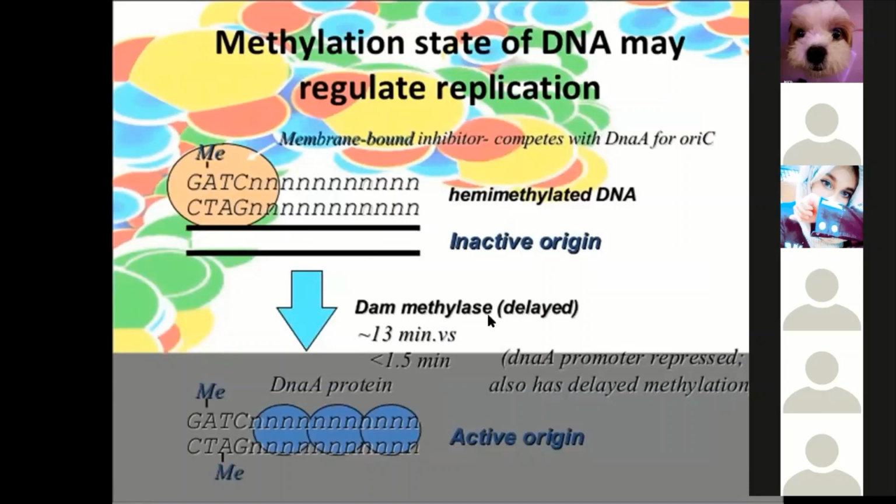This shows that the methylation state of DNA may regulate replication. There is a membrane bound inhibitor which competes with DnaA for the origin of replication. And this is hemimethylated DNA. This is activated, same thing. So the methylase action is delayed, taking 13 minutes, and the dnaA promoter repressed also has delayed methylation, in comparison to 1.5 minutes, which is very fast when there is an active origin.